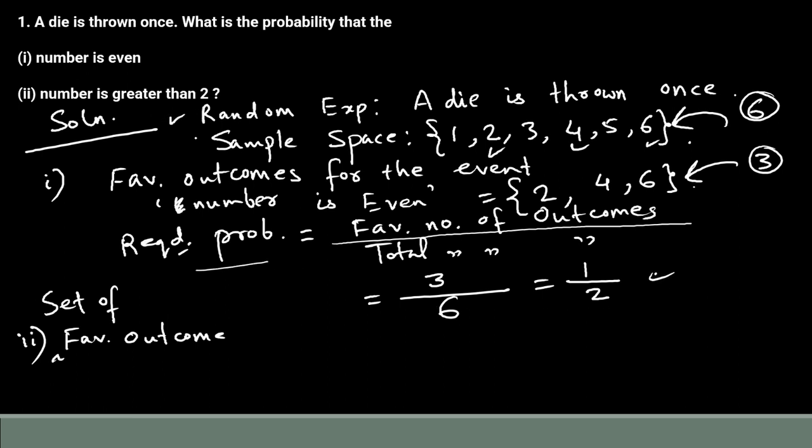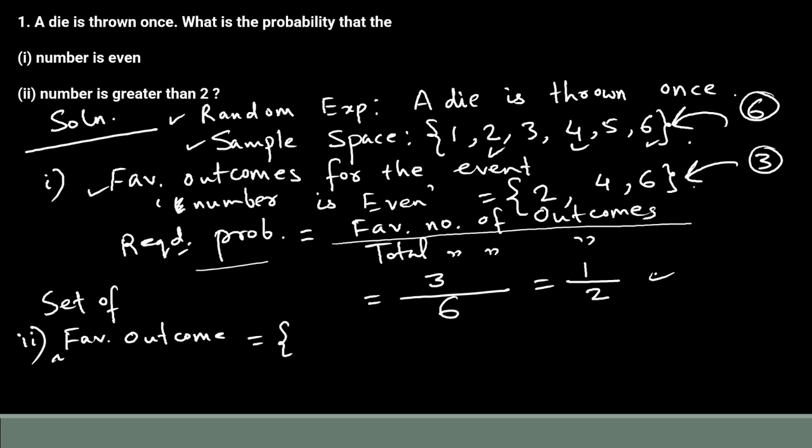You show them this is a random experiment. This is a sample space. So this way your examiner is like, good, he understands that you understood the problem. He will give you all the marks. Okay. So set of favorable outcomes for a number greater than 2.